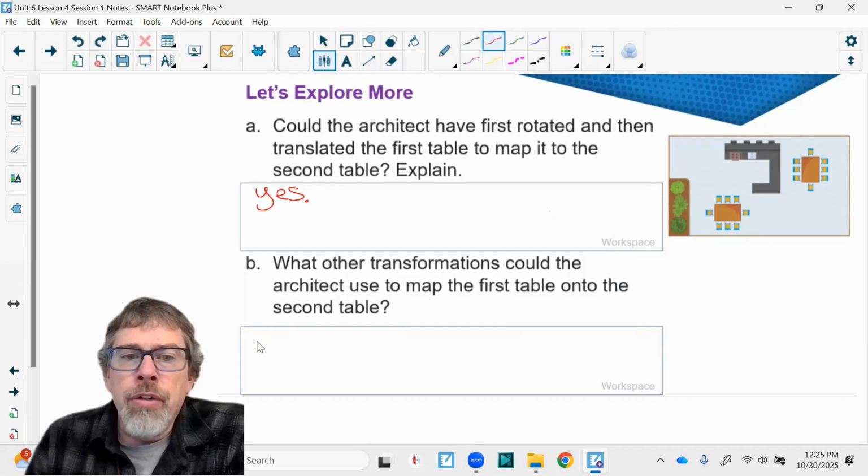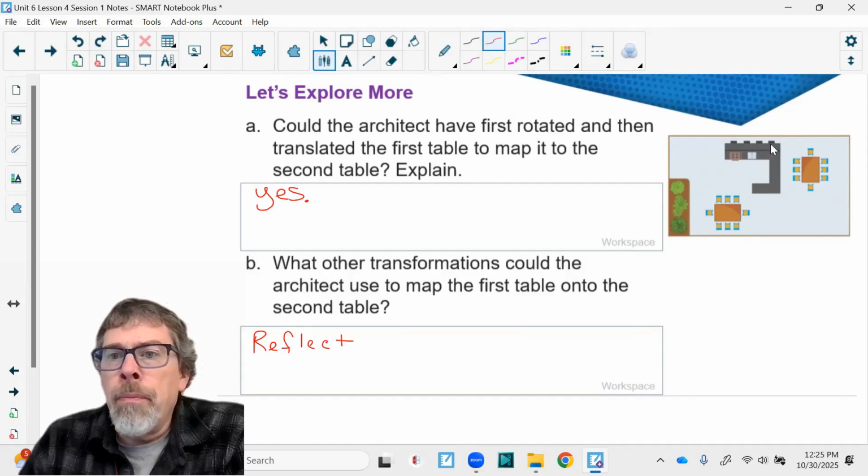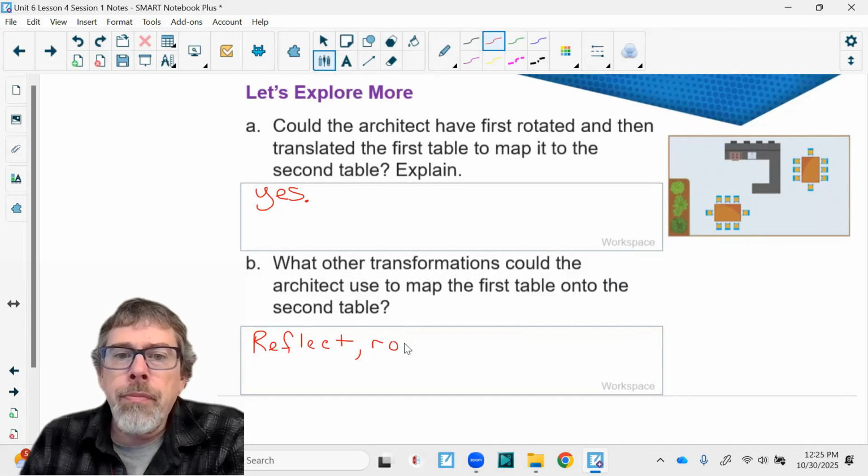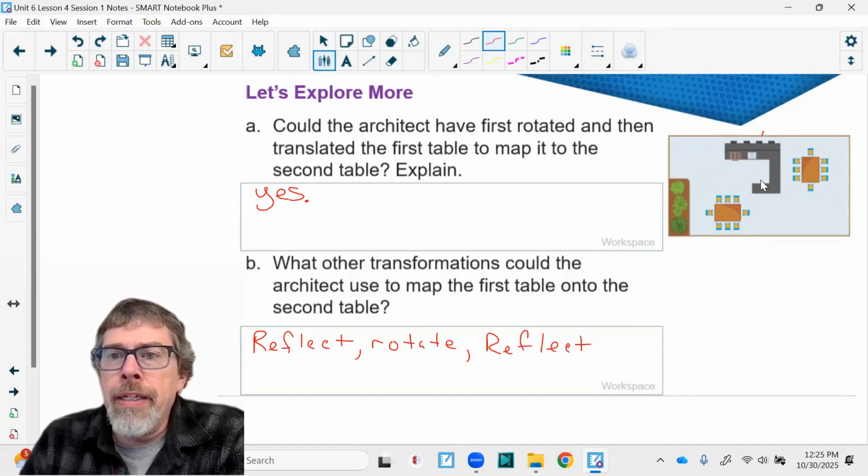Okay, so we could reflect, then rotate, and then reflect again. So if I drew a line here and reflected this over to here, then rotated it 90 degrees and then reflected it across a line here, then those would work.